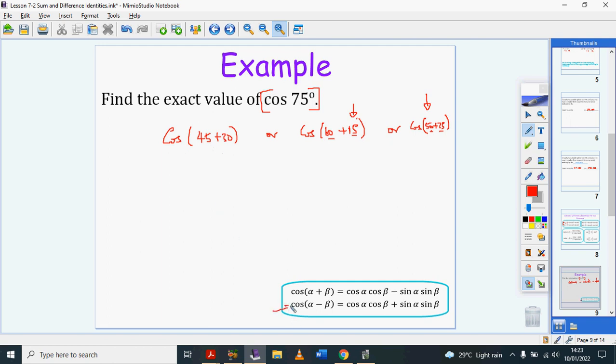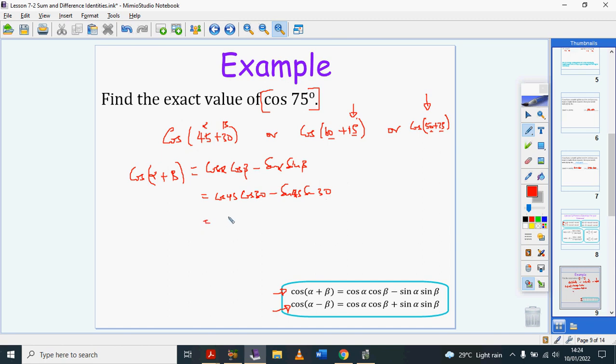I can come to the sum formula for cosine, which says that if I have cosine of some angle alpha plus some angle beta, that's the same as cosine alpha times cosine beta minus sine alpha times sine beta. So the alpha is 45 and the beta is 30 degrees. So I'm just going to substitute those angles. I'll have cosine 45 times cosine 30 minus sine 45 times sine 30.